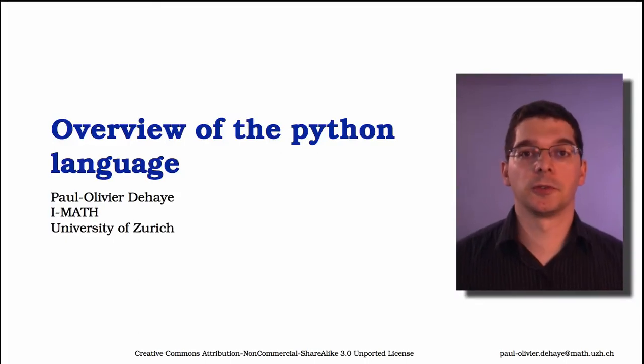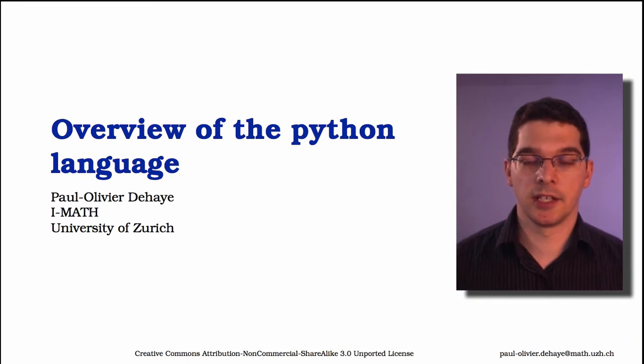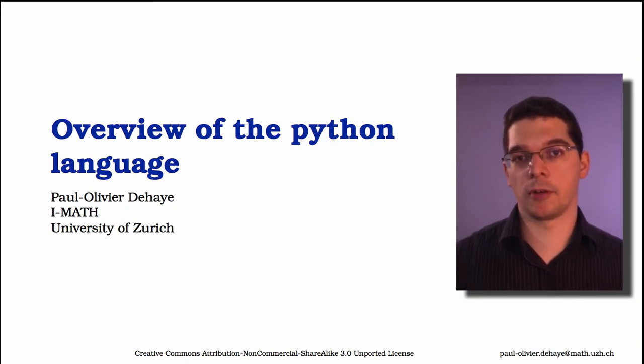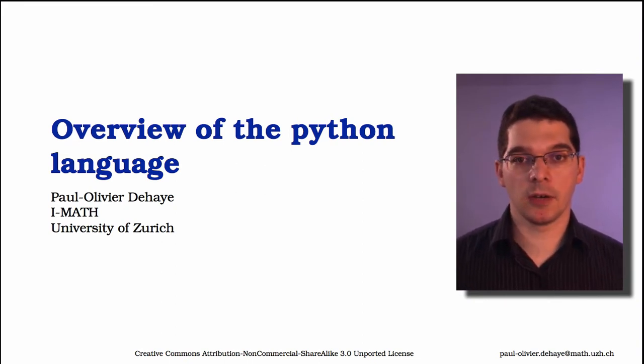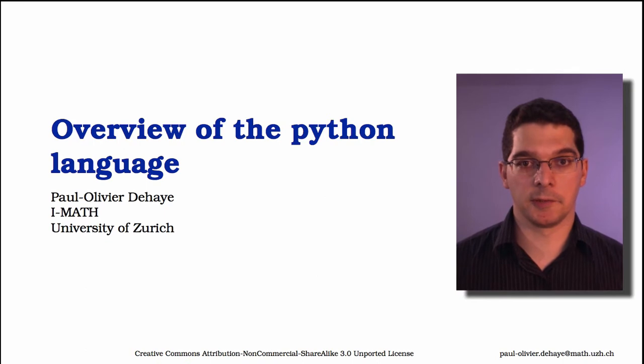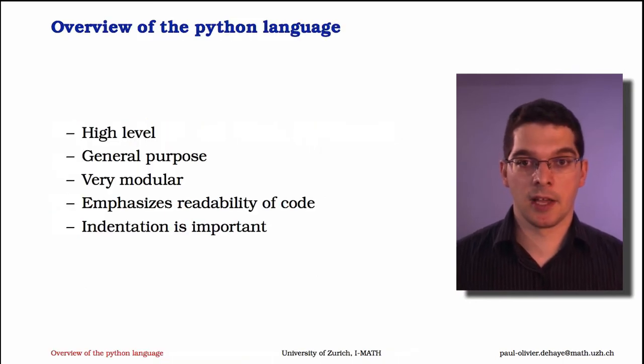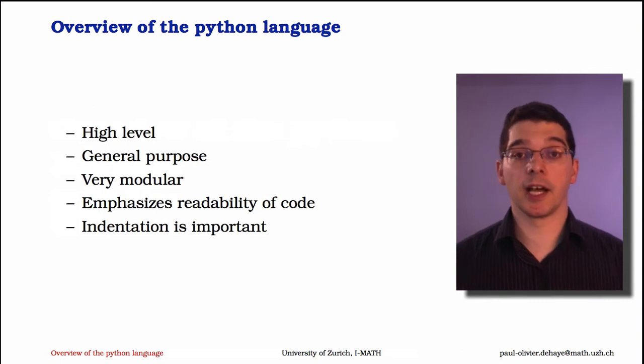So far, I've tried to talk to you about computers and in particular programming languages in general. So all programming languages at once. So now I want to specialize to Python, and to get started, I want to give you a little overview of the Python language. So what are its distinguishing features and things like that?